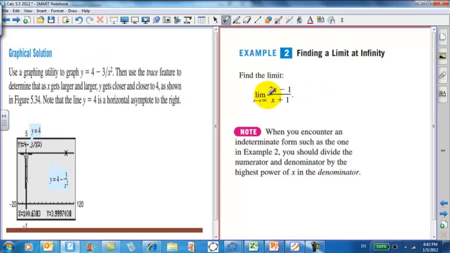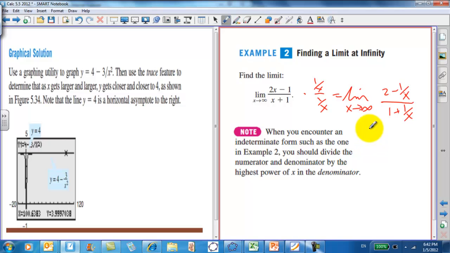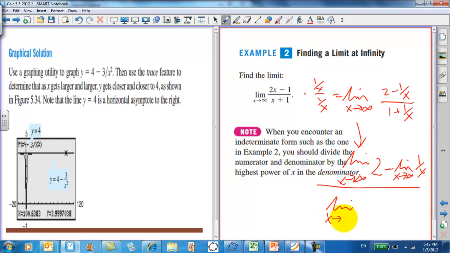But here what we can do, to use the rules we had before, is multiply the top and bottom by 1 over x. So it becomes the limit as x goes to infinity of 2 minus 1 over x all over 1 plus 1 over x. So it becomes the limit as x goes to infinity of 2 minus the limit as x goes to infinity of 1 over x, all over the limit as x goes to infinity of 1 plus the limit as x goes to infinity of 1 over x. See, I can sort of distribute the limit idea over division and subtraction.